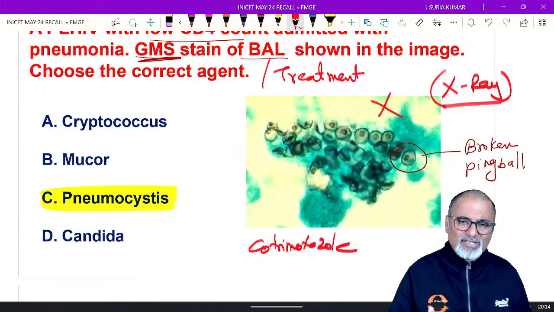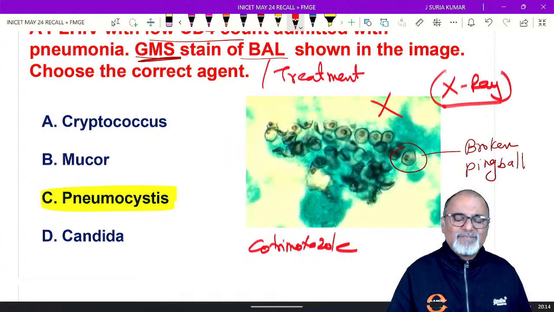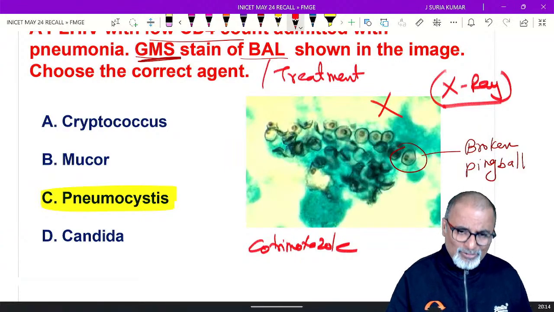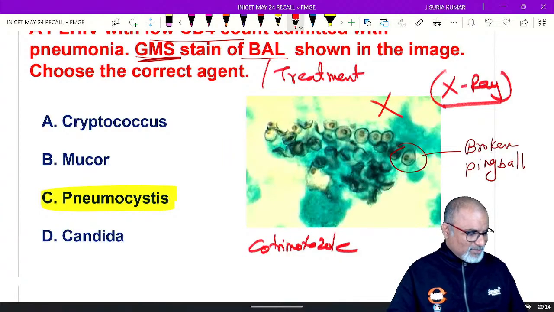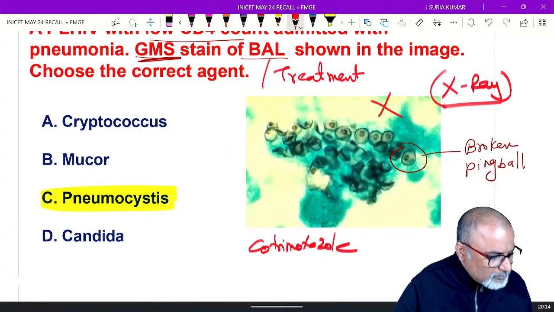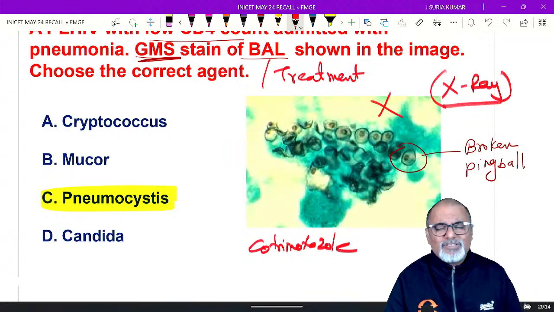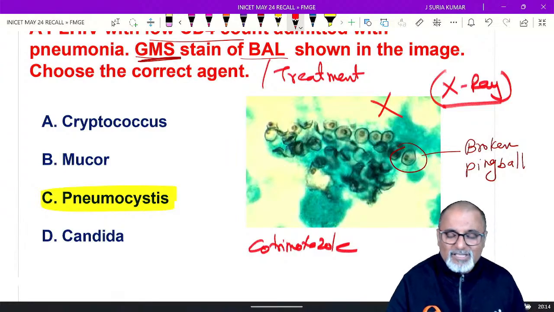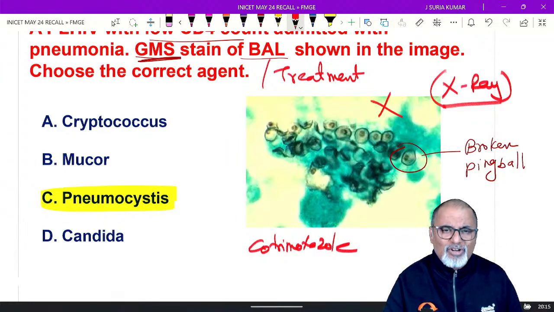If they ask what is the organism, Pneumocystis is the organism. If they ask what is the treatment, cotrimoxazole is the treatment. In an HIV positive patient with bacterial pneumonia, Streptococcus is common, my dear. But in case of fungal pneumonia, the common one is Pneumocystis.